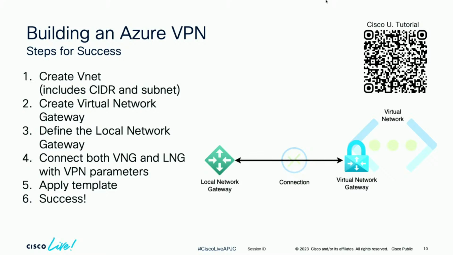So we're going to create the VNet. We're going to create a virtual network gateway. We're going to define our local network gateway, and then we're going to connect that using the connection. And then if everything goes well, we would apply a template for our on-premises routers or router, and then we would have a VPN tunnel created, as well as having a BGP peering exchanged.